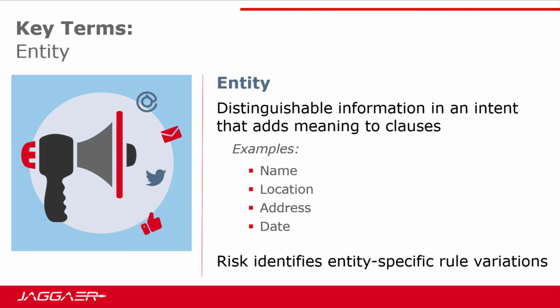Next, we have entity. An entity is some distinguishable information within an intent that adds meaning to clauses, such as names, locations, addresses, dates, things like that. Entities, which are extracted from an intent, can be evaluated for risk based on entity-specific risk configuration. Again, we're going to discuss this in detail in an upcoming lesson.